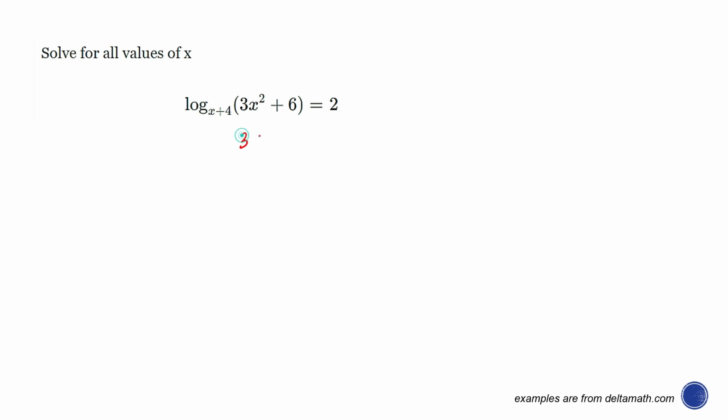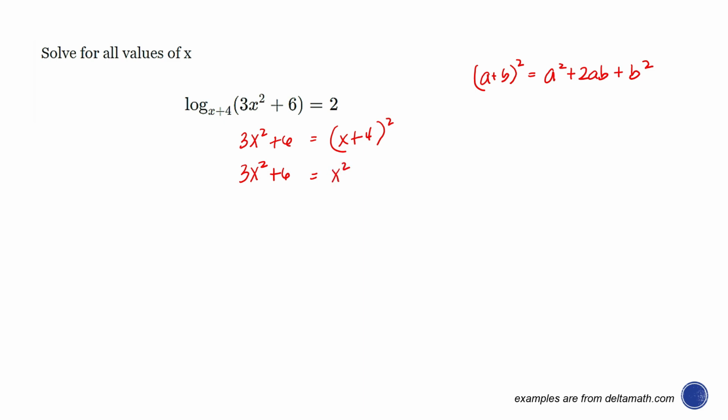Here we have 3x squared plus 6 equals (x plus 4) squared. So we need to expand (x plus 4) squared, and there's a formula for that. I don't know if you know it, but I will use the formula here: (a plus b) squared equals a squared plus 2ab plus b squared. So this is 3x squared plus 6 equals, our a is x here, so that's x squared, plus 2ab, meaning 2 times a times b, so 2 times x times 4, which is 8x, and then b squared, which is 4 squared, and that is 16.